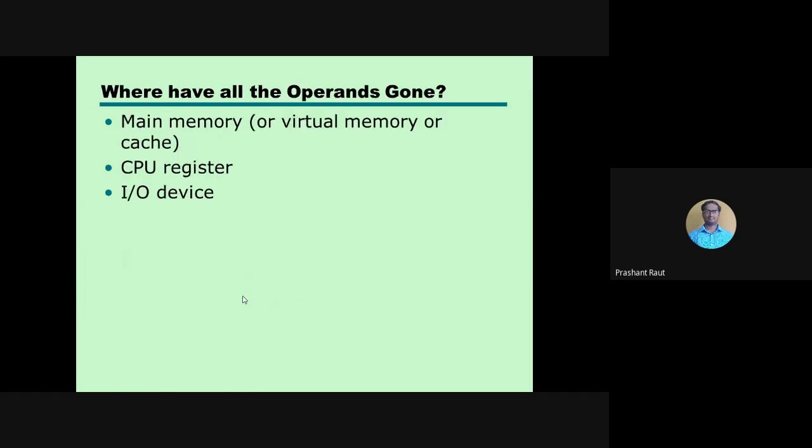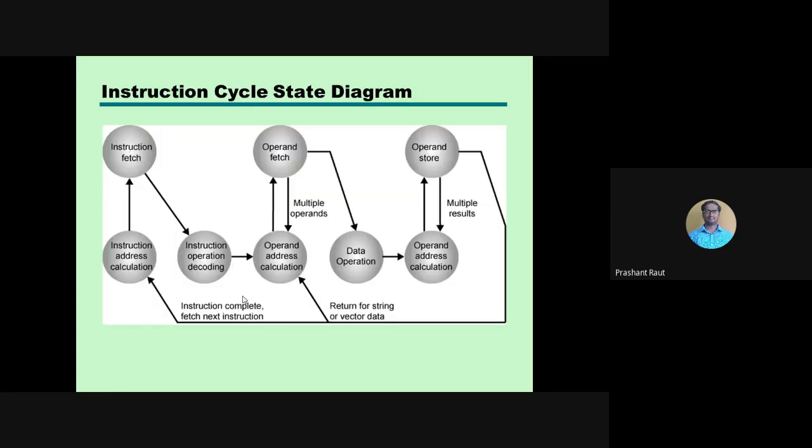Now, from where are all these operands obtained? Which are the locations where the values of the operands for an operation are fetched? The first location is main memory, where you can get the operand. Second, registers, which are the fastest memory, and third, IO devices. From these three locations you will get the operands.